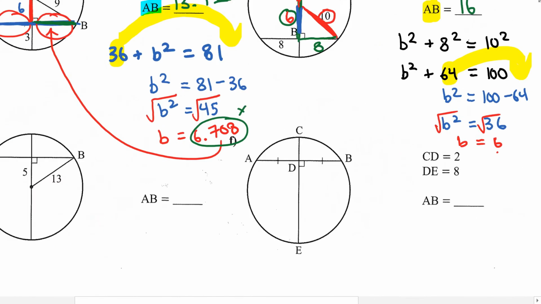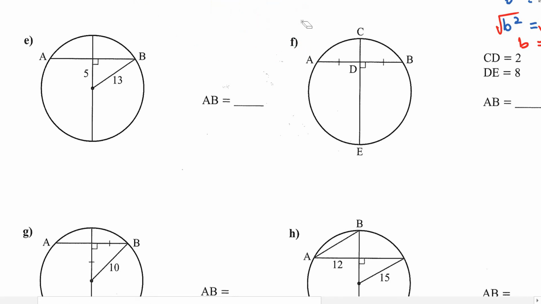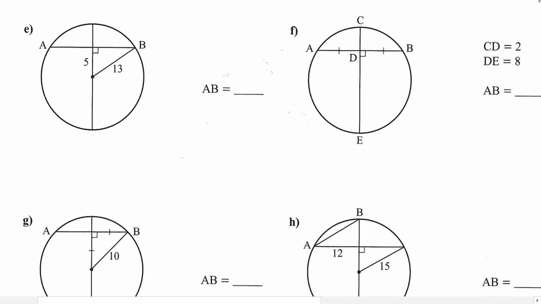Okay, let's move on to the next one, letter E now. For letter E, I need a little bit of room here, so I'm just going to erase some of the work from the previous problem. Let's take a look at letter E here. For letter E, I need to find the value of chord AB, and here's AB right there, so that is what I'm looking for.